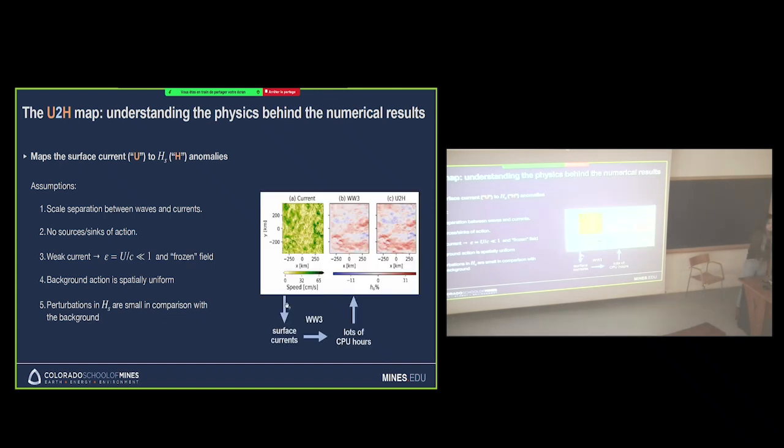I will walk you through the details of U2H in the next few minutes, but the gist of it is normally we take our currents, these are currents from the MITgcm, you pass them through WaveWatch, and then after lots of CPU hours, you get something that looks like this. That's a significant wave height anomaly. And then what this framework offers is an opportunity to take the same currents, pass them through U2H, and this is what you get, meaning that with just a few seconds, you can have a pretty good representation of the spatial variability of significant wave height with minimal cost.